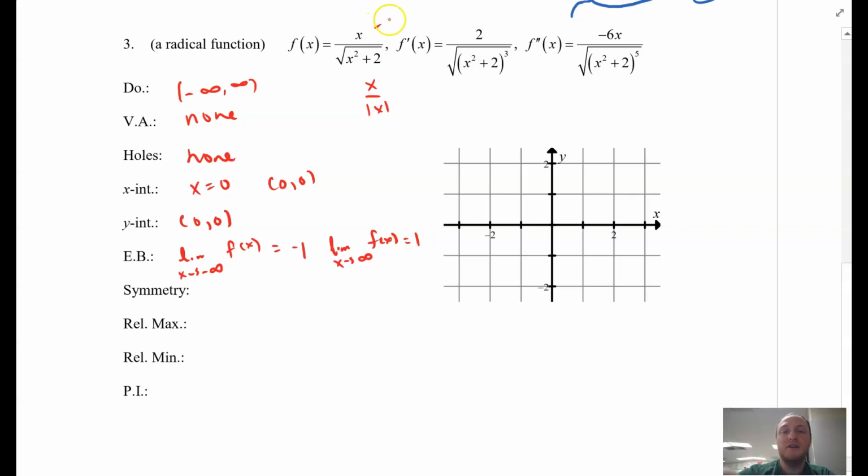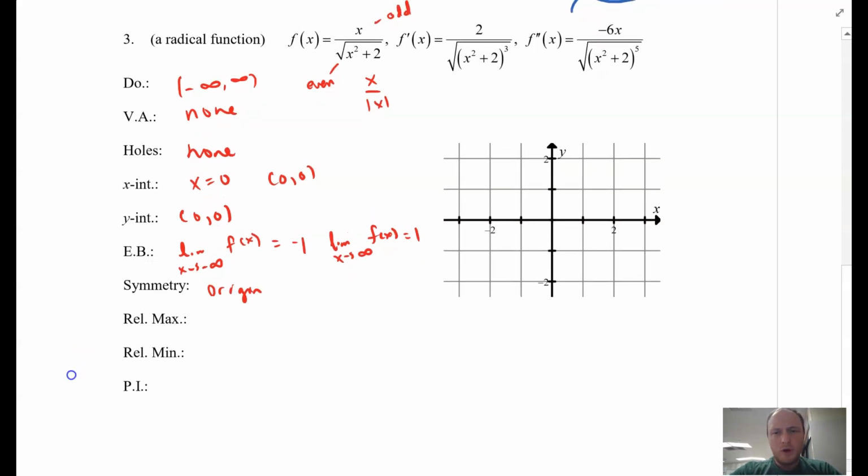Symmetry: the linear function is odd, and the denominator is an even function. So an odd divided by an even is going to be an odd function, so we have origin symmetry. Okay, and then we'll go ahead and look at our f prime and f double prime to get increasing, decreasing, and concavity.